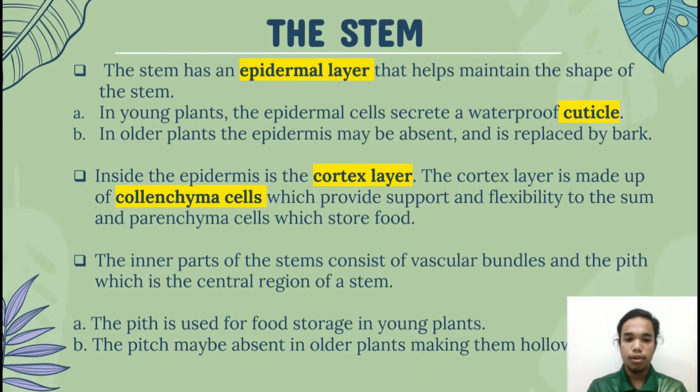which store food. The inner parts of the stems consist of vascular bundles and the pith, which is the central region of a stem. The pith is used for food storage in young plants. The pith may be absent in older plants, making them hollow.